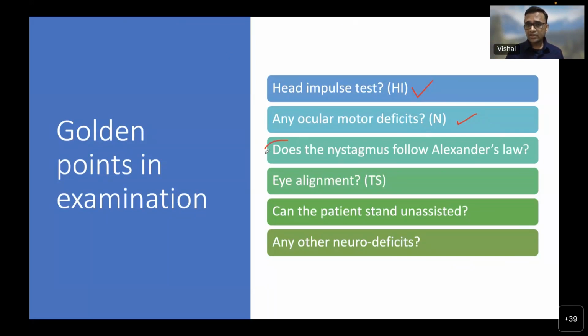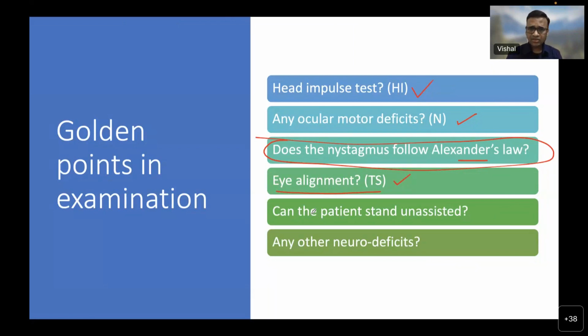Then this is a very important question: does the nystagmus follow Alexander's law? The peripheral nystagmus follows Alexander's law. The central nystagmus doesn't follow Alexander's law. Eye alignment, the torsional skew. The test of skew is very important. As I discussed, sometimes it can be seen in peripheral, but by and large, we should think of central etiology.